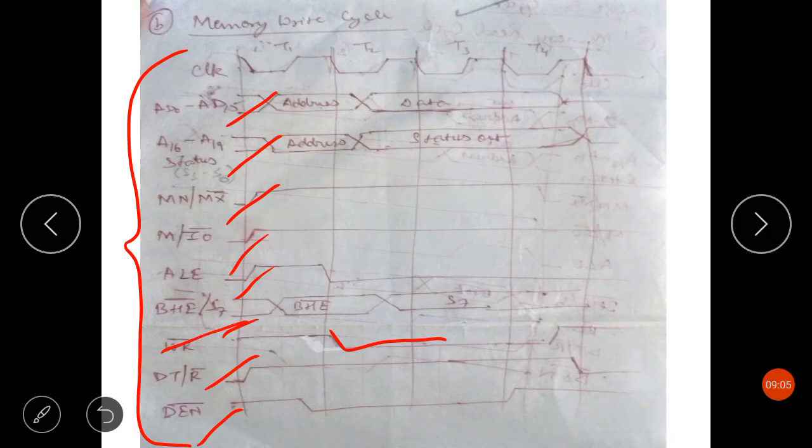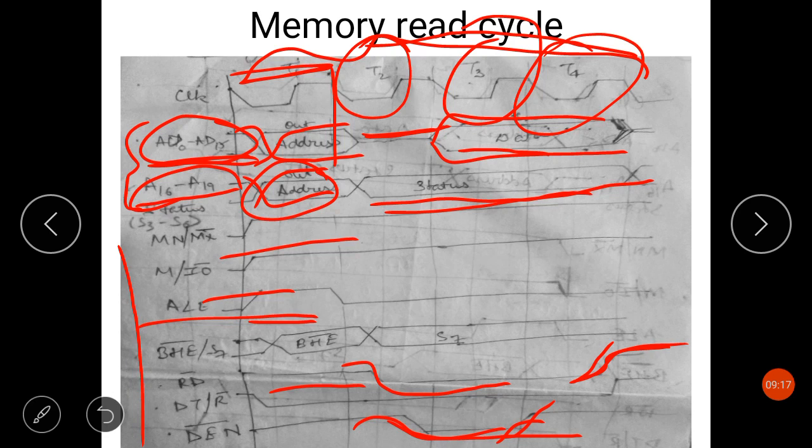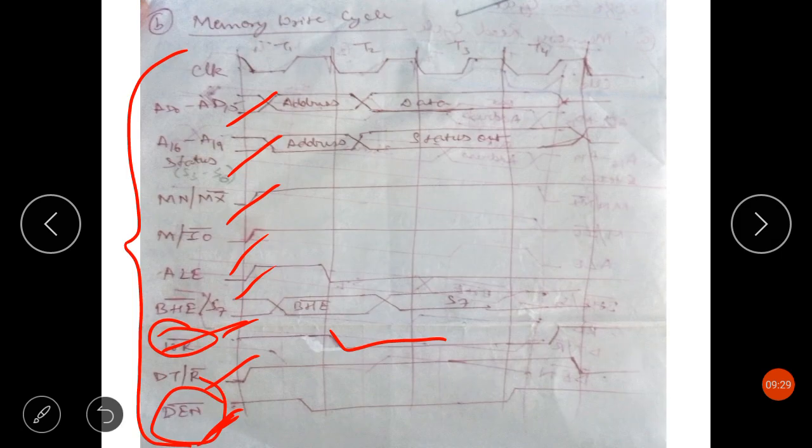So these are the two differences between the memory read and the memory write cycle. These were the timing diagrams for the 8086 bus cycle. That is the timing diagram for the 8086 memory read cycle in minimum mode, and this was the timing diagram of the 8086 for the memory write cycle in minimum mode.